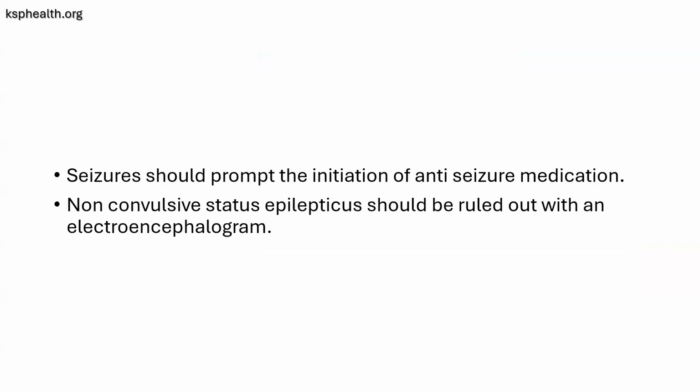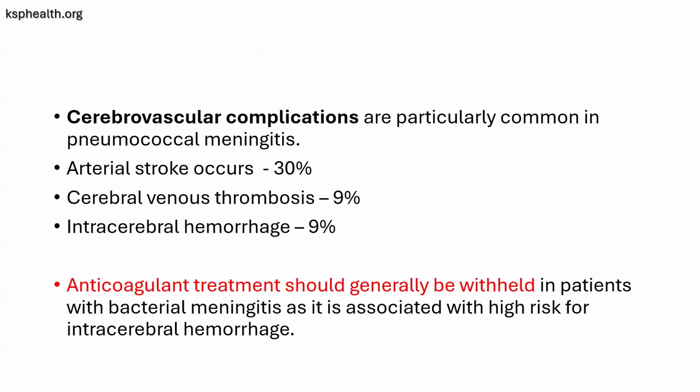Seizure should prompt the initiation of anti-seizure medication. One should also consider non-convulsive status epilepticus. The only way to rule out non-convulsive status epilepticus, meaning altered sensorium in the absence of brain infarction, empyema, or abscess, is to get an EEG done. That is the best way to rule out seizures in altered mental status.